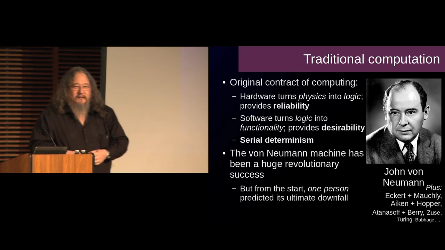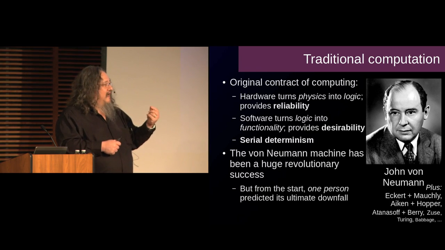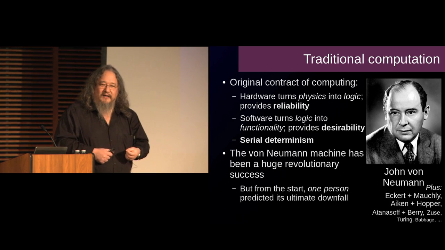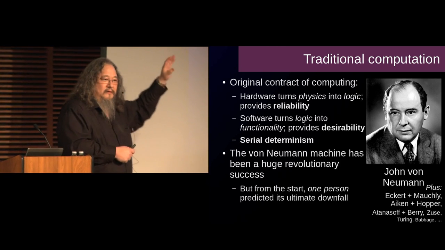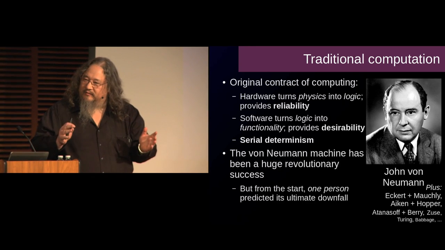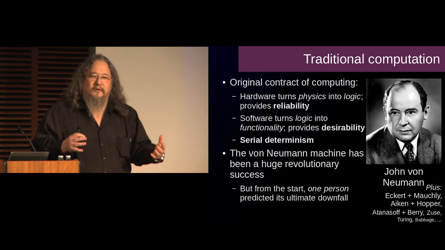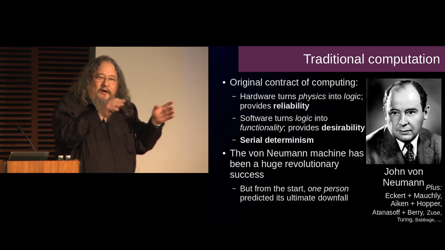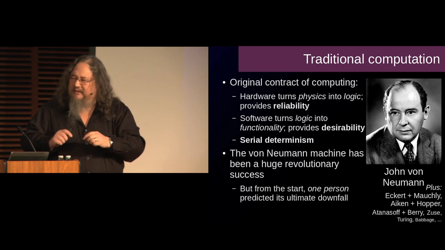I really used to hate John von Neumann because he made this von Neumann machine, which I realized intuitively had terrible problems, but I couldn't exactly pin down why. The whole idea is summed up right here. It's a contract. Divide the world between the hardware people and the software people, right? The hardware people take the unruly, nasty, noisy physical world and turn it into logic, turn it into nice square bits that go from one to the next according to mathematical rules with absolute certainty. Asterisk.